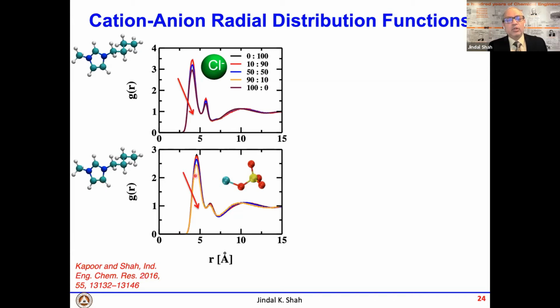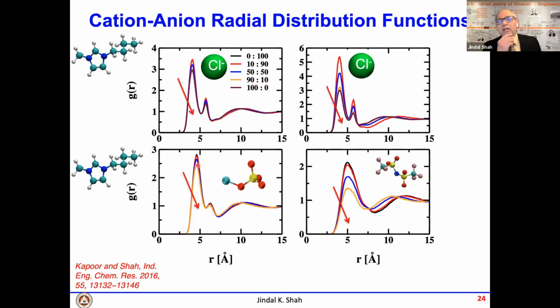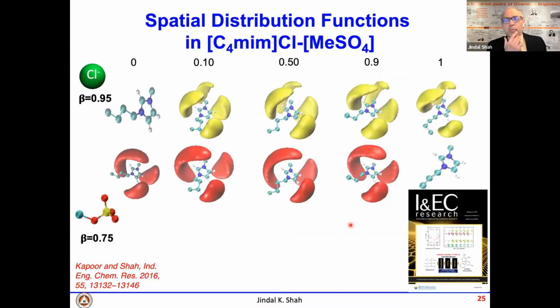Now here, C4 methyl sulfate, you also don't really see much change in the radial distribution function. Now let's look at NTF2. C4 chloride shows great variation in the radial distribution function. The peak height at the lowest concentration is pretty high, and then as you increase the chloride concentration, the peak height decreases. The same thing happens in NTF2: with the increase in the chloride concentration, the association between the cation and the anion seems to weaken. And we'll explain why this is the case through a spatial distribution function.